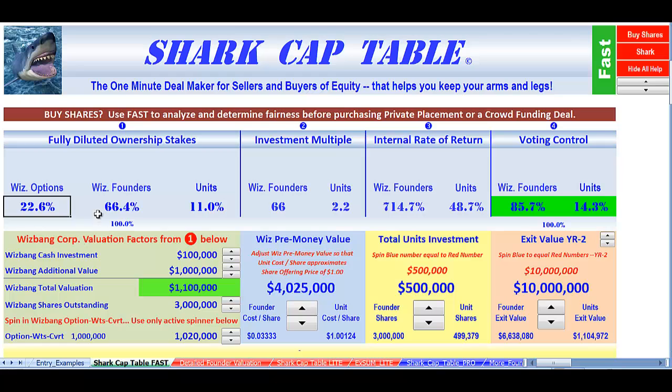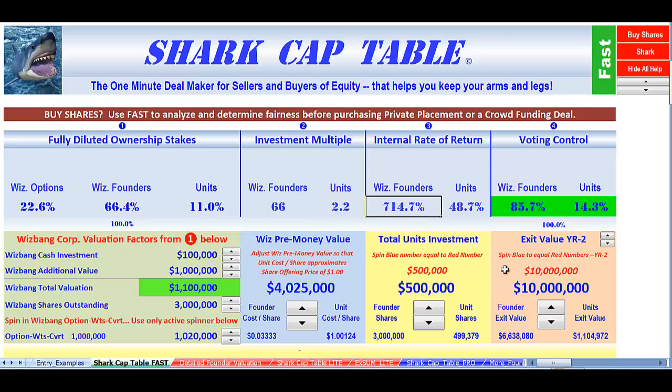22% Wiz options. The Wiz founders get 66%, and the units have 11%. Now the investment multiple based upon a $10 million sale in year 2 is 66 for the founders, 2.2 for the units as a whole. Remember, you're probably not going to buy the entire unit offering, but the metrics still work the same way.